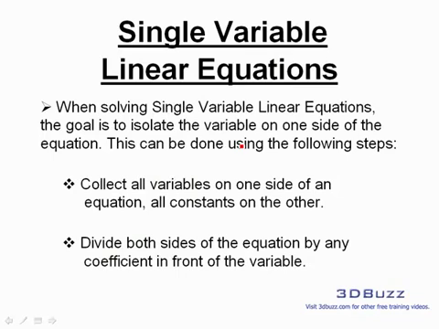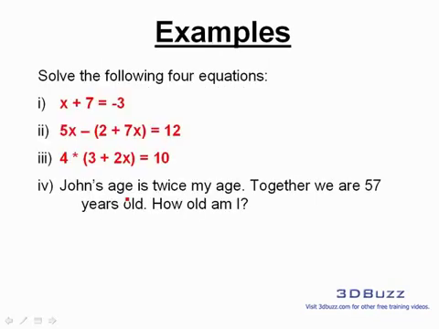So you usually do both steps. You collect all the variables on one side of an equation and all the constants on the other. We'll show you how to do that. And you divide both sides of the equation by any coefficient in front of the variable. A coefficient is, for example, let's say we had 7x. X is your variable and 7 is your coefficient. It's the little number in front of the variable. Sure. So, examples. We'll pick 2 of them and solve them live.